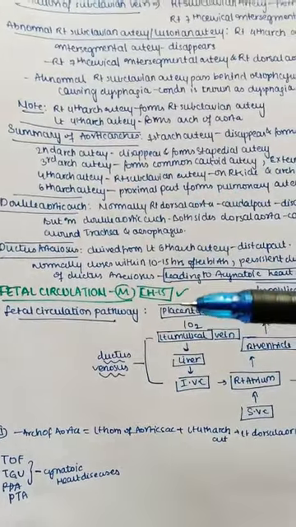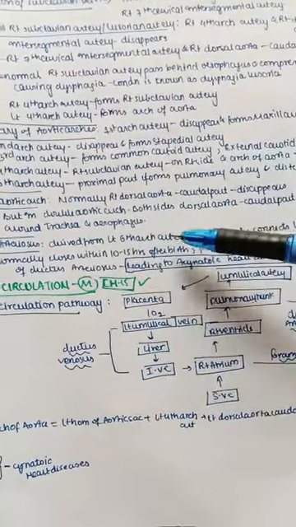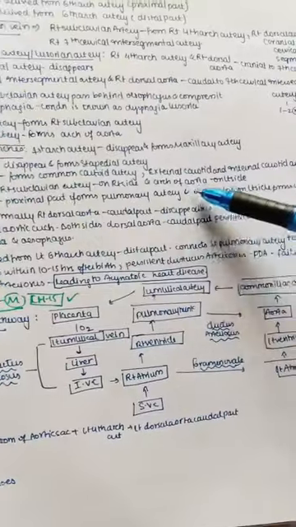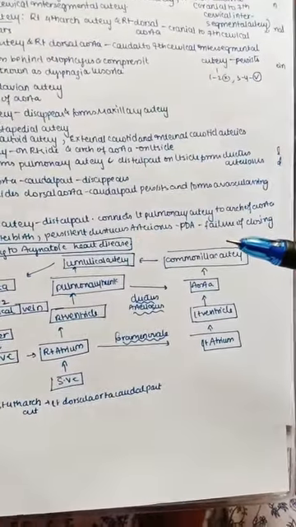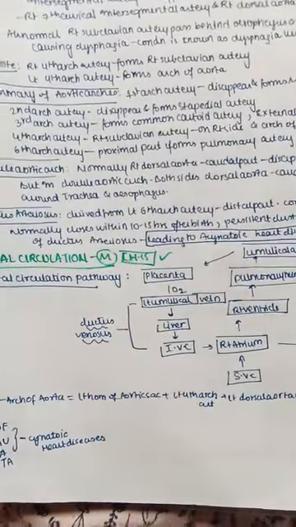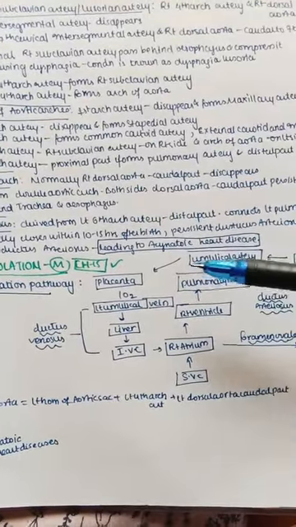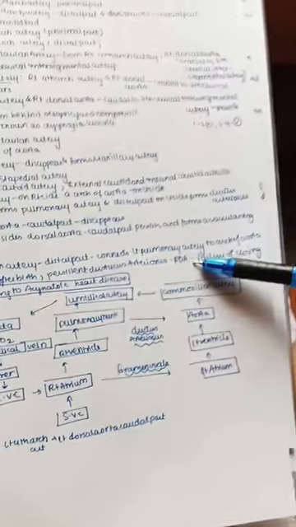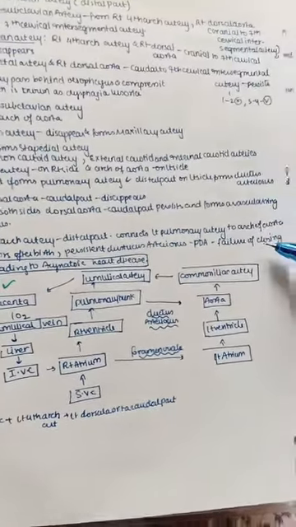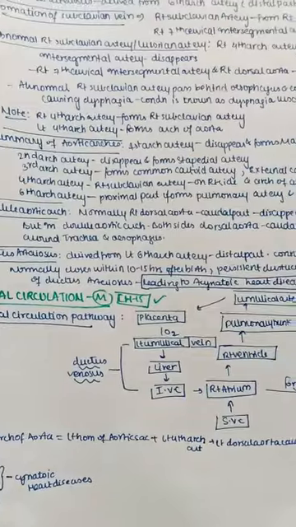And ductus arteriosus, we know it is mainly derived from the left sixth arch artery, if you remember here, right. So it connects the left pulmonary artery to the arch of aorta. Normally it closes within 10 to 15 hours after birth, but if it is persistent, then it is called PDA, patent ductus arteriosus, leading to the failure of closing of ductus arteriosus.